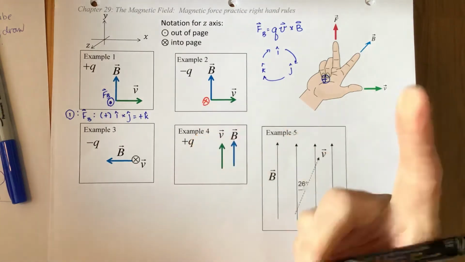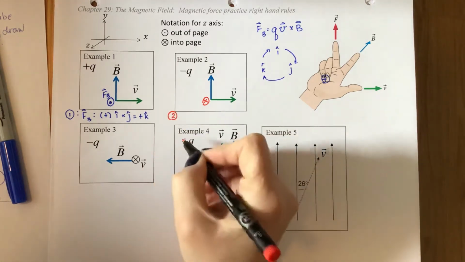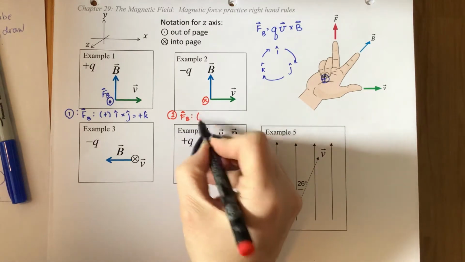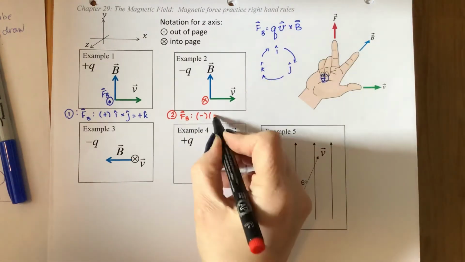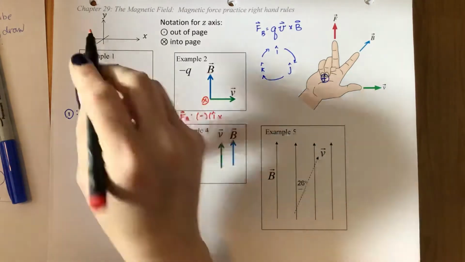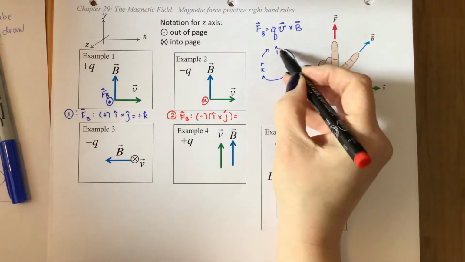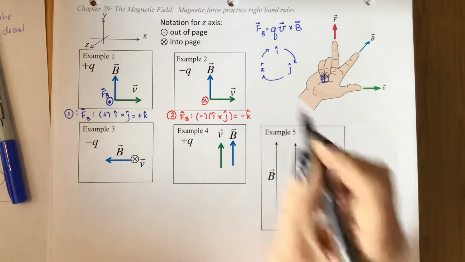Okay, let's back that up with our equation. The direction of the magnetic force is going to be negative for our negative charge, times V, which is I hat because it's to the right in the positive X, crossed with B, which is in positive Y, or J hat. So we get negative, I cross J is K, we get negative K, which is the same as into the page. Okay, that's number 2 done. Let's do number 3 next.